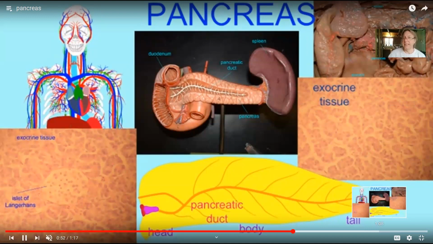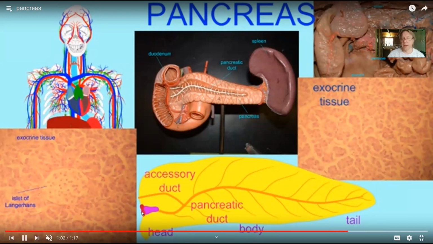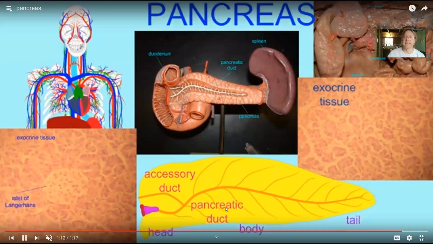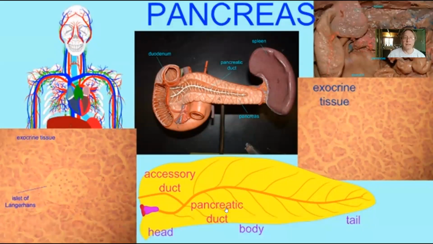Since it is mostly exocrine, then there's obviously an exocrine duct, a large pancreatic duct through which enzymes will pass and empty into the small intestine, and a smaller accessory duct because when we were embryos, the pancreas had two parts which fused. So the pancreas is an accessory digestive organ with an important role in making digestive enzymes.